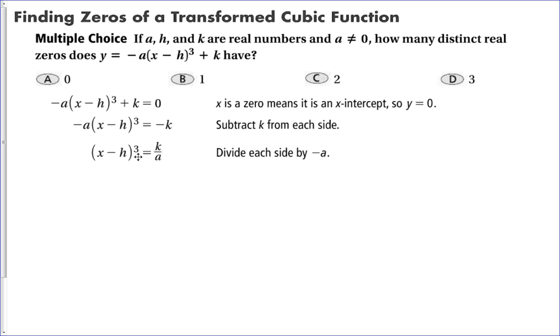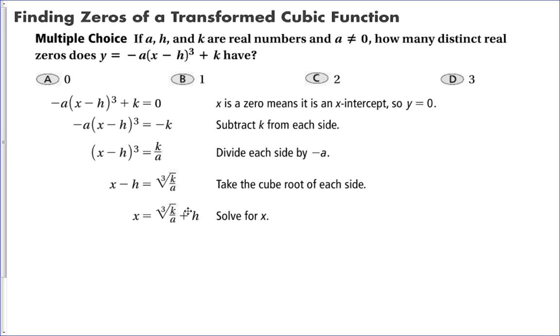Now, since this is cubed and we want x, we have to take the cubed root of both sides. Taking the cubed root of this side nullifies the cube, leaving you with just x minus h. Then of course you have the cubed root of k over a on this side. Again, we want x by itself, so the next thing we have to do is add h to both sides to finally solve for x. Make sure you're writing this process down. So x equals the cubed root of k over a plus h.